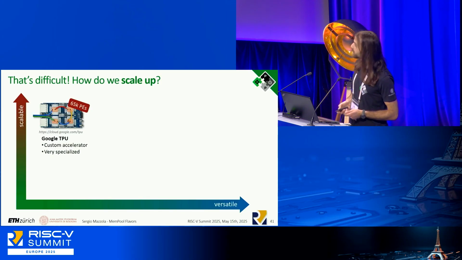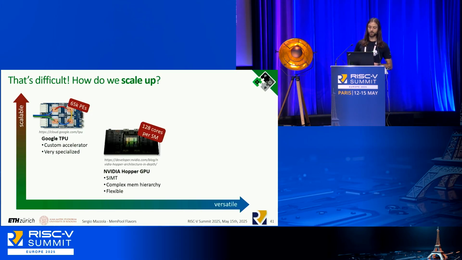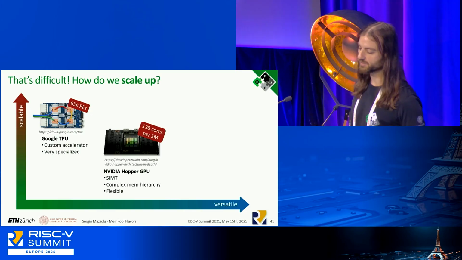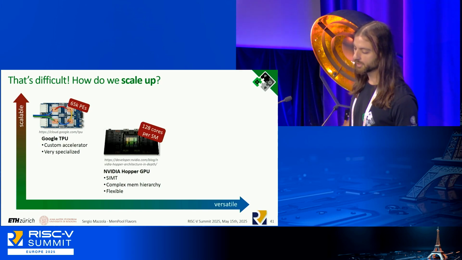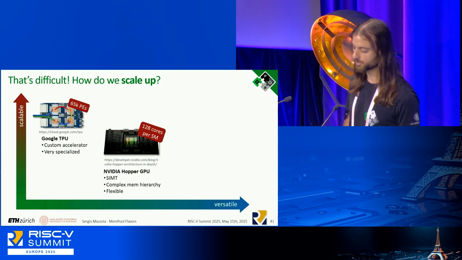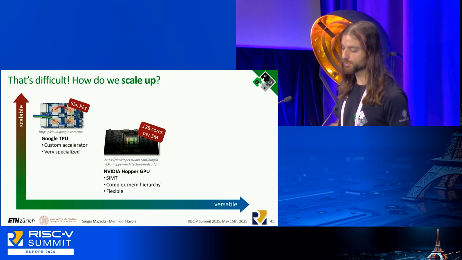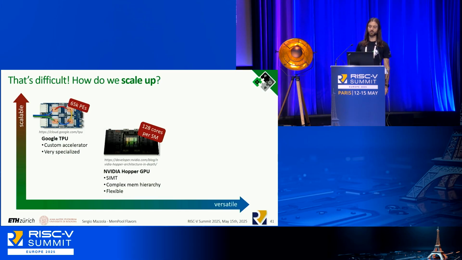An example is the Google Tensor Processing Unit, which can scale up to 65,000 processing elements by relying on massive specialization just for systolic workloads. When we move a bit more towards versatility, we have the example of GPUs, like the NVIDIA Hopper GPU, that can scale up to 128 cores per streaming multiprocessor. But GPUs generally still rely on a single instruction, multiple thread paradigm.